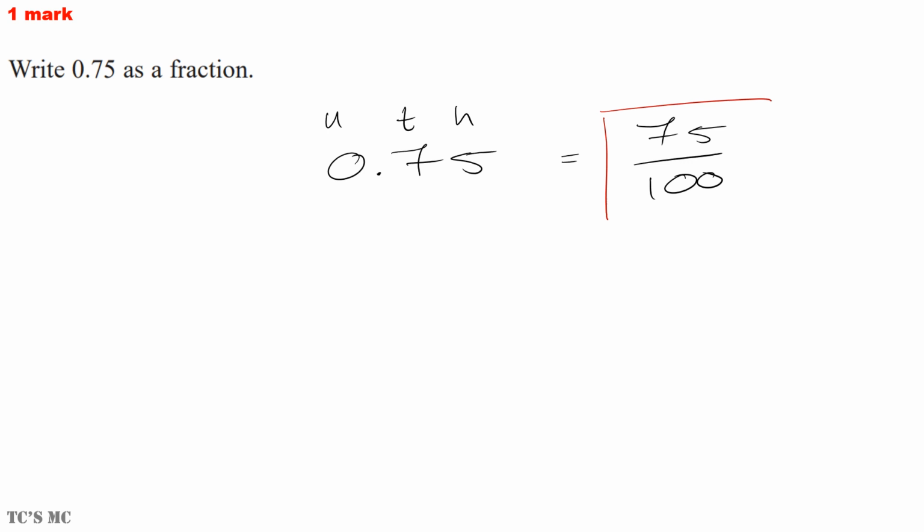Write 0.75 as a fraction. So here we're going to put our place value headings. So units, tenths and hundredths. So in other words, we have 75 hundredths. And for 1 mark, this is a perfectly fine answer. It hasn't said to simplify and therefore you do not need to. If you wish to, it is 3/4. But like I said, it's a 1 mark question. So 75 100ths is fine as a fraction.